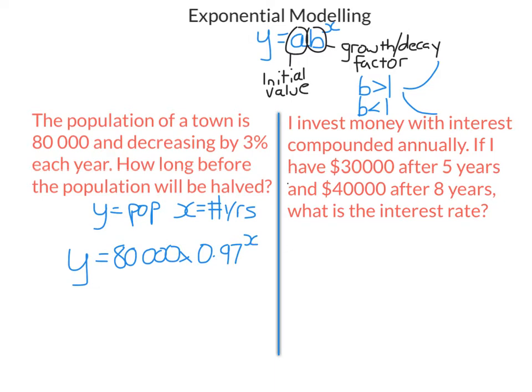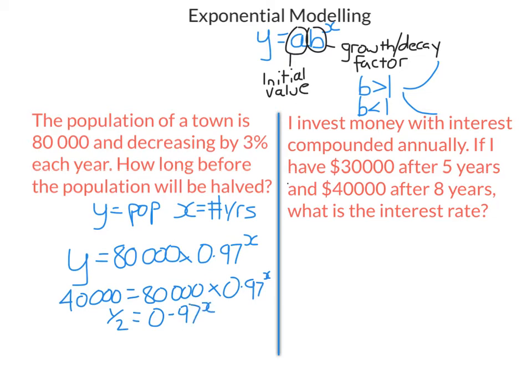If I want to know when this will be halved, that means I want the population to be 40,000, and I just need to solve this equation. First I'm going to divide each side by 80,000, and now I have this equation to solve. This is one of those that will yield an irrational answer. So like we did on the previous slide, I'd graph y equals a half, y equals 0.97 to the power of x, and let my graphics calculator calculate the point of intersection. Using my graphics calculator, I get x is about 22.76, so it'll take about 23 years to the nearest whole number.